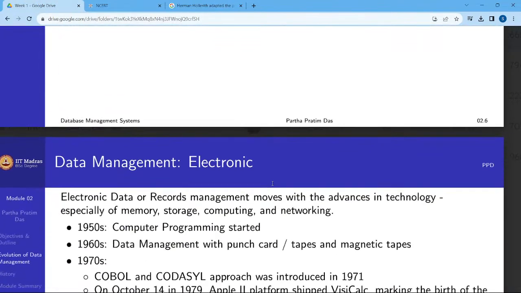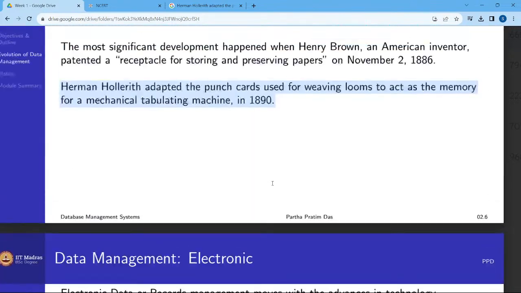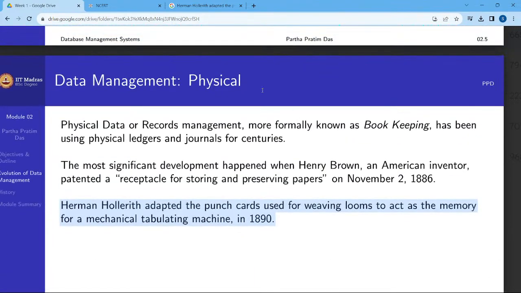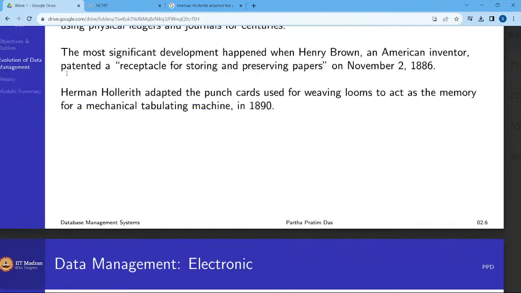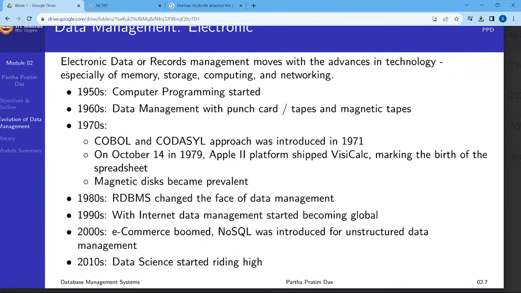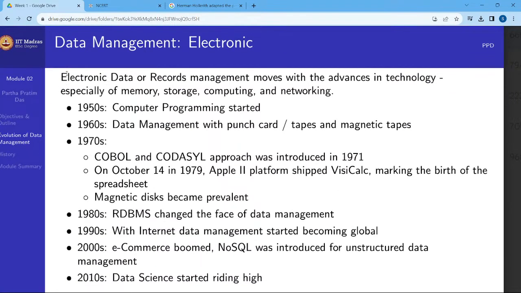Okay, so let's move forward. Since we know what the physical method of data management was, let's dive into the electronic one, because once you go electronic, you evolve rapidly.